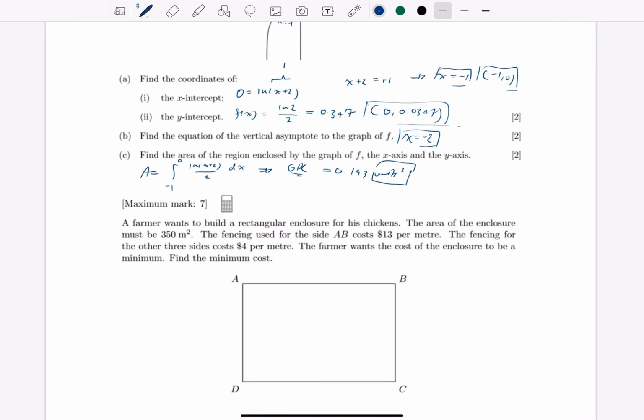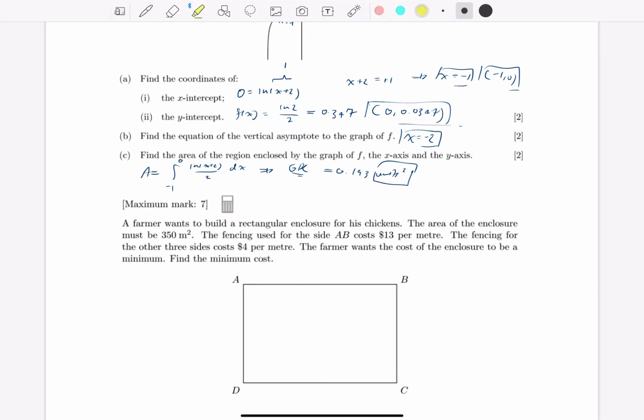So, a farmer wants to build a rectangular enclosure for his chickens. The area of the enclosure is 350. The fencing used for AB is $13, and the fencing for the other 3 sides is $4 each. Now, what I'm going to do is I'm going to call this x and I'm going to call this y. And based on the information, we know A is x times y, which is just 350.